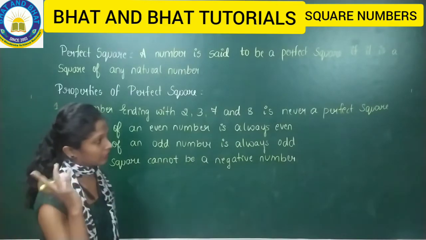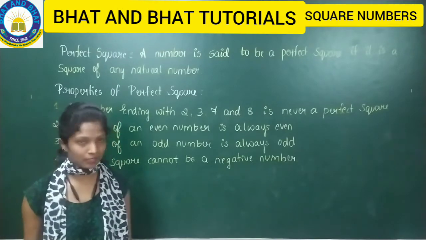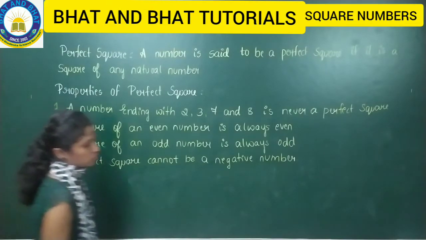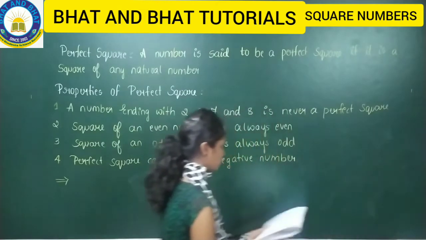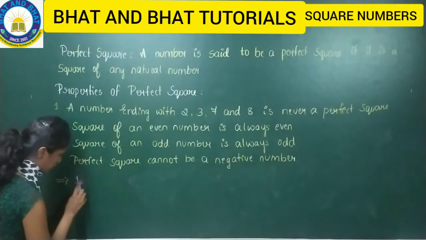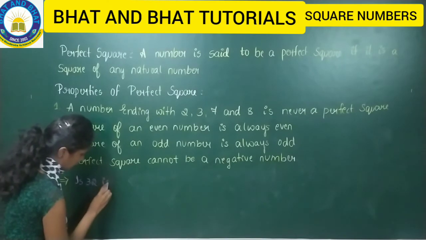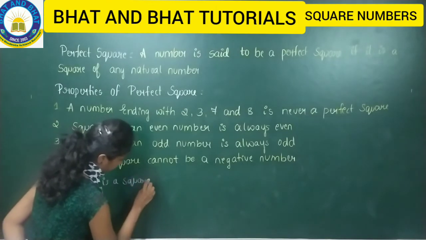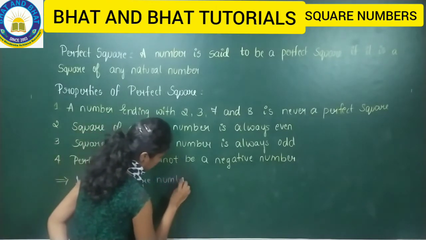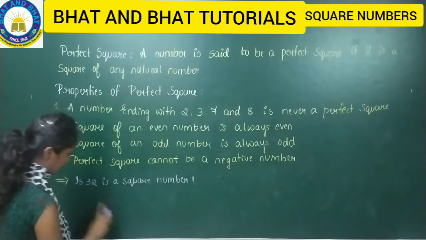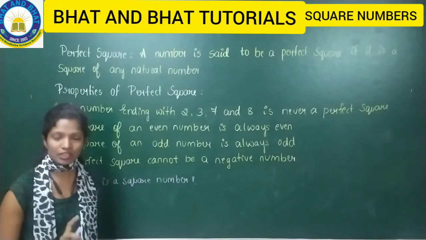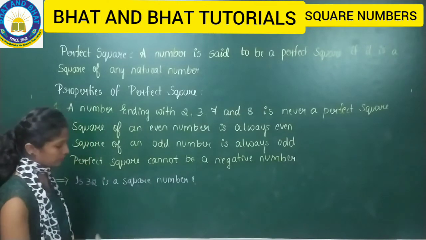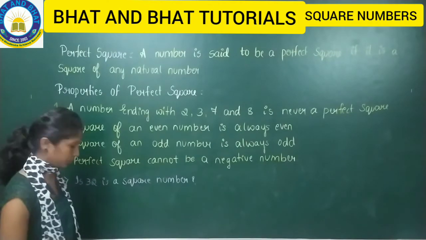One more example I can give. Hope you all copied this. So there is one question: is 32 a square number? Is 32 a square number? Yes or no? You have to tell. Do you think yes? Let me do the squares and then we are going to check that.